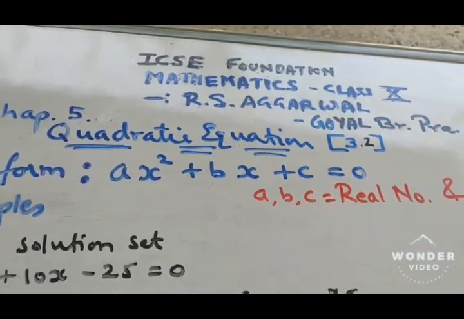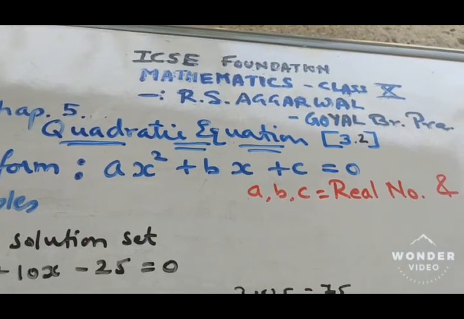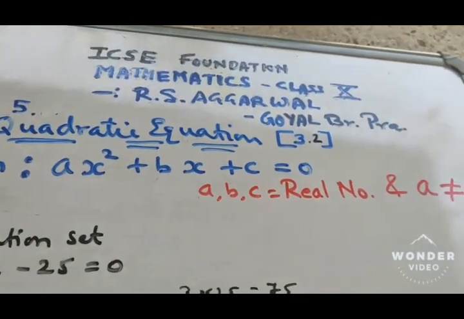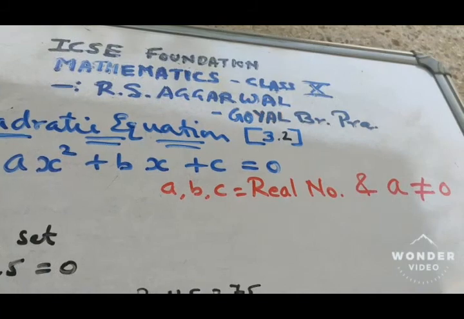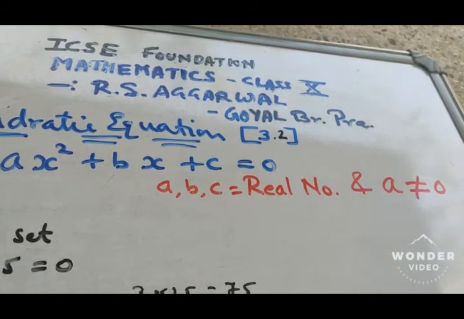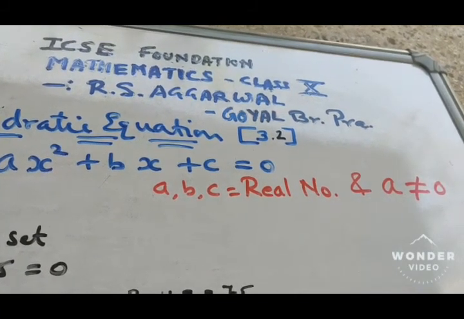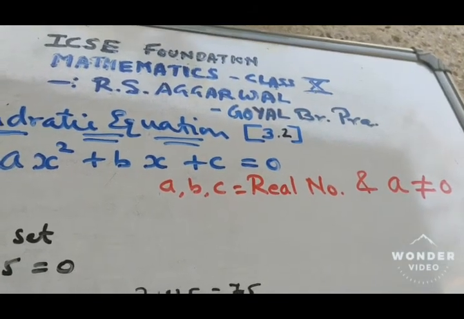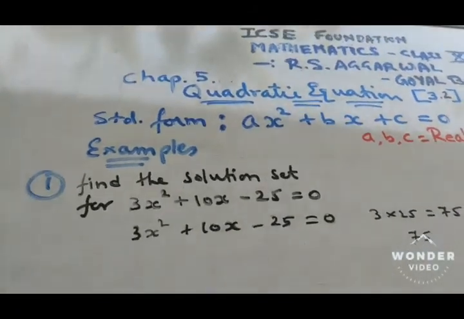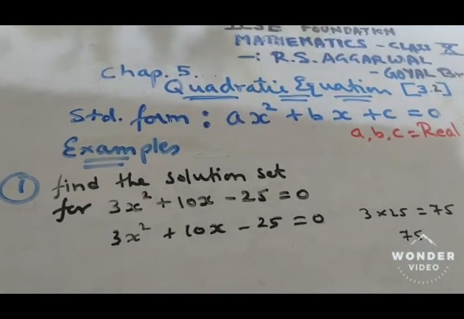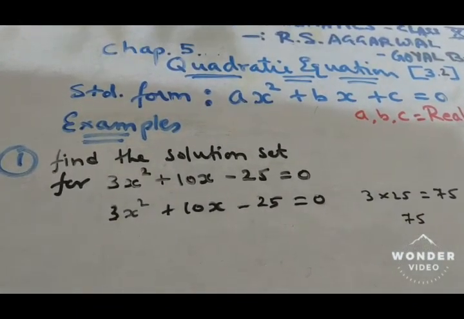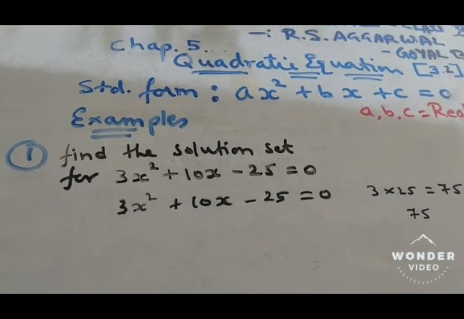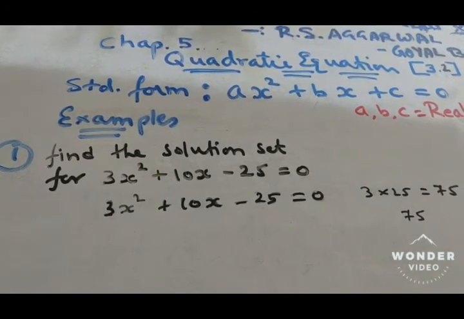Here I have mentioned the standard form of quadratic equation, ax square plus bx plus c is equal to 0, where a, b, c belong to real numbers and a must not be equal to 0, otherwise it will become a linear equation. Anyway, we'll start solving the sums from chapter number 5, but before that we'll go for examples. Example number 1, find the solution set for 3x square plus 10x minus 25.